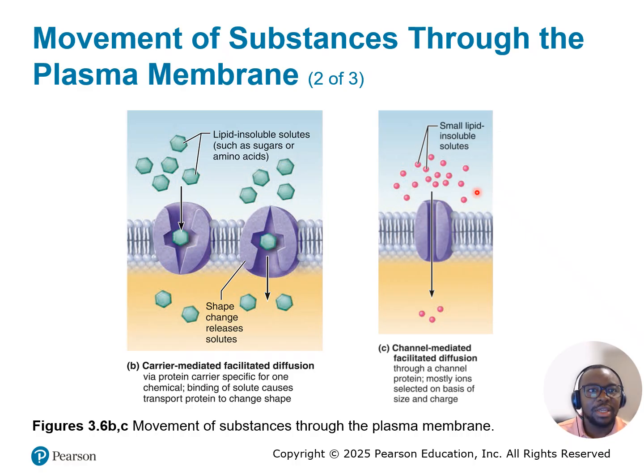Figure C shows channel-mediated facilitated diffusion through a channel protein. Small lipid-insoluble solutes, mostly ions selected on the basis of their size and charge, may diffuse through the plasma membrane in this manner.